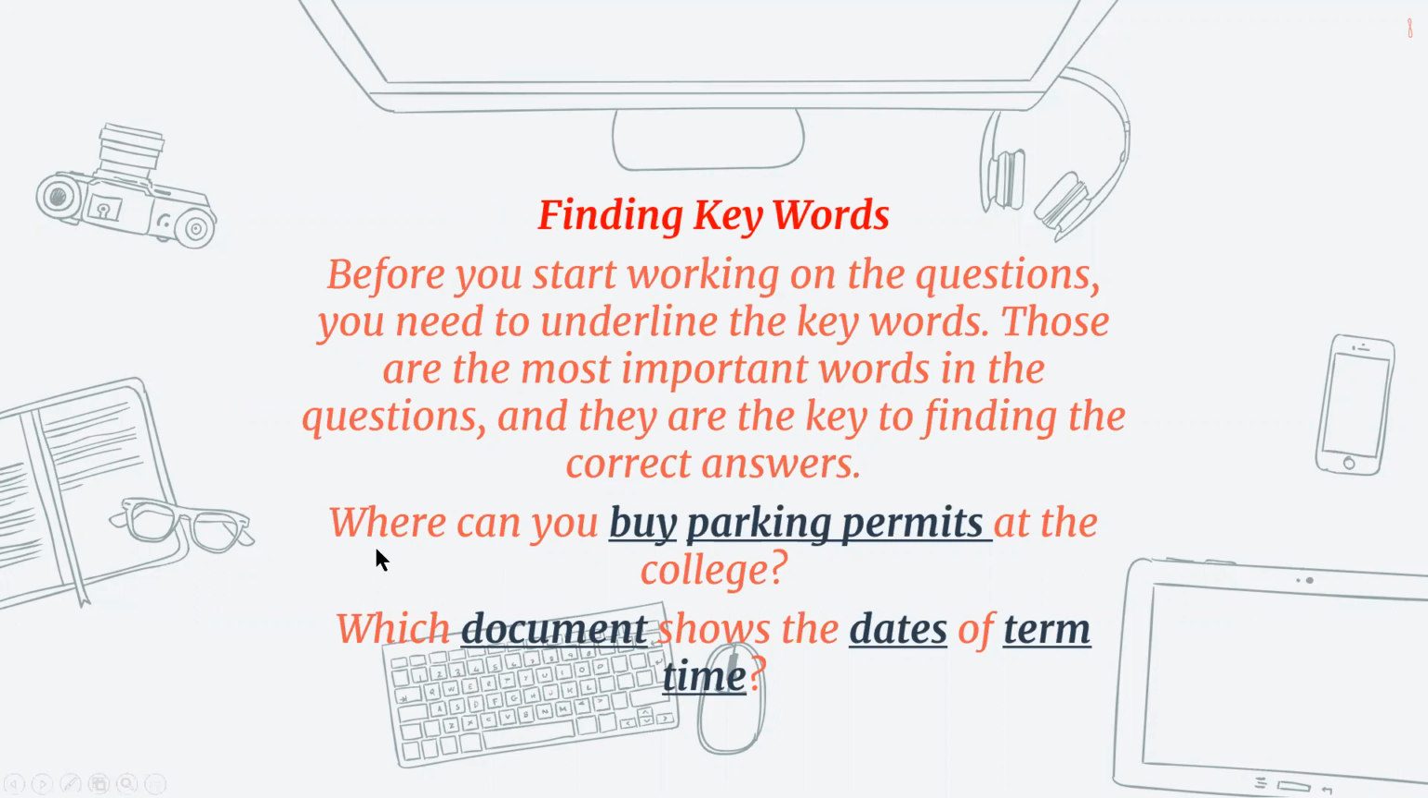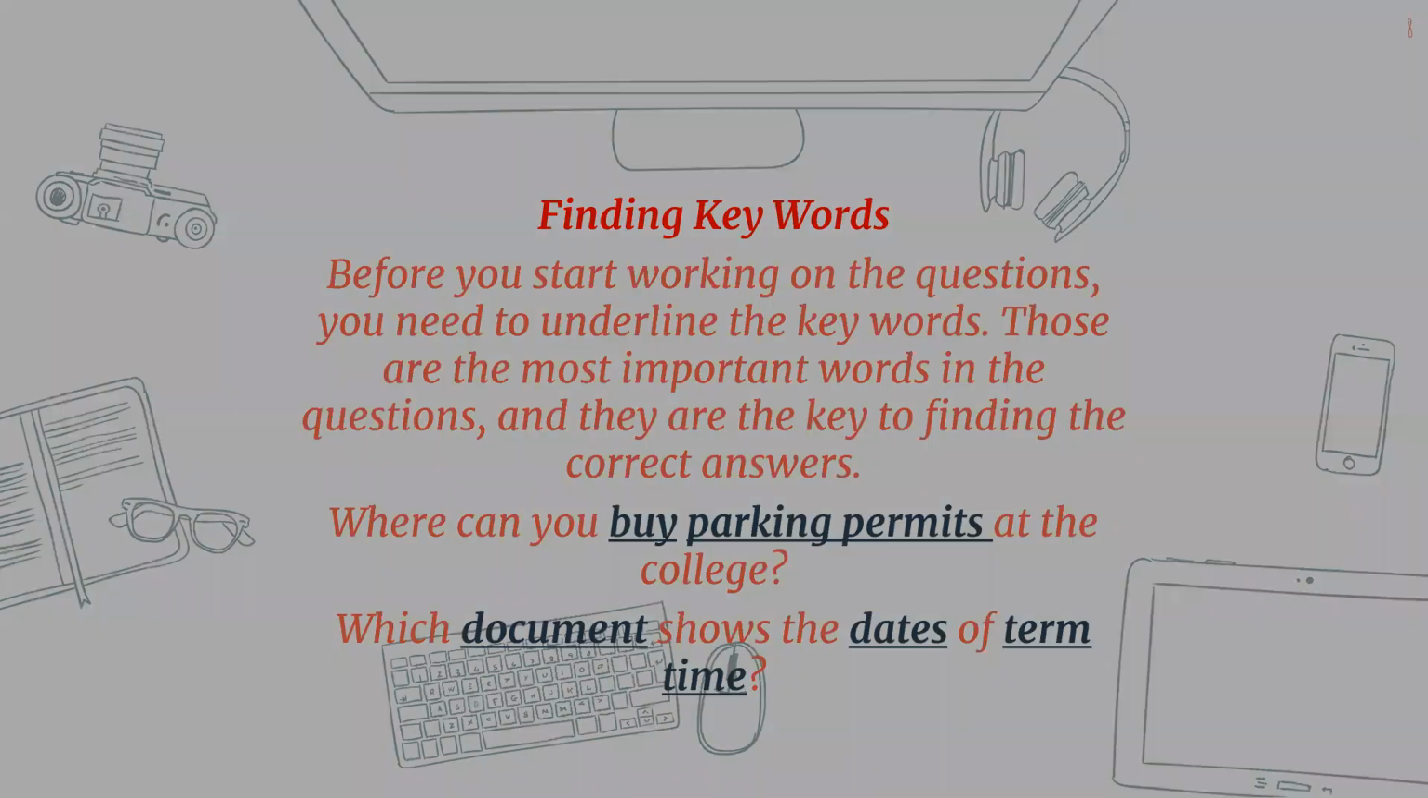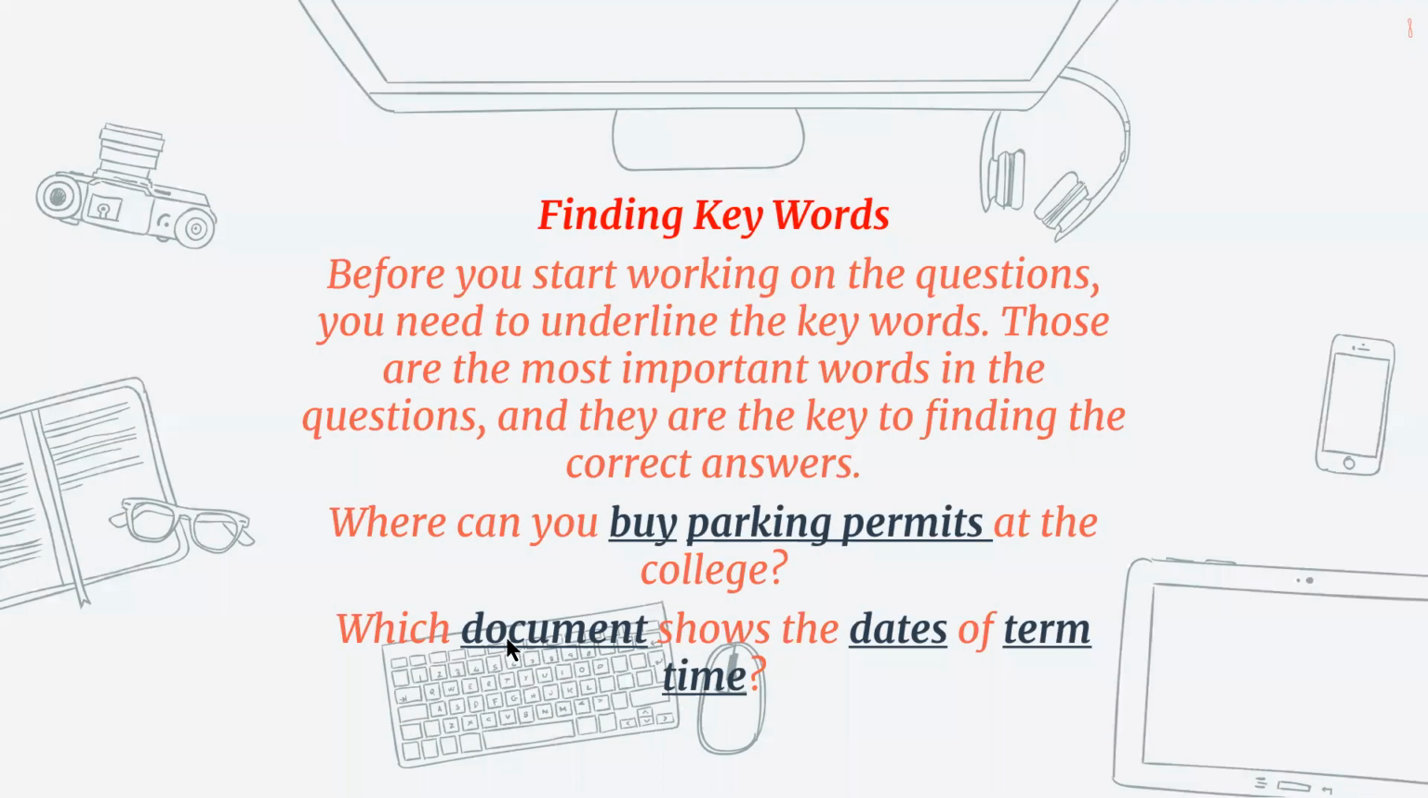For example, if you look at the first two questions from the previous slide, the first question says, where can you buy parking permits at the college? So I could say that buy is a keyword, or even better, parking permits and college. So it's a matter of opinion. When you underline these keywords, you can start looking for these keywords in the text itself. And we are going to practice that.